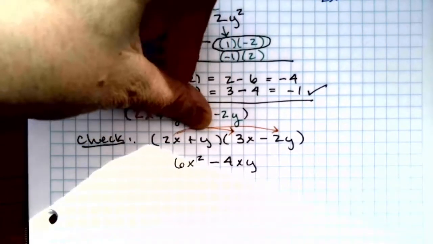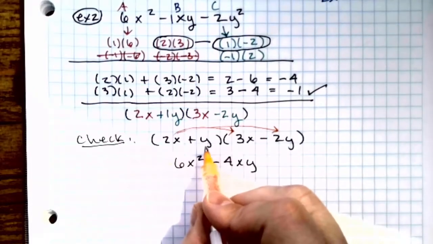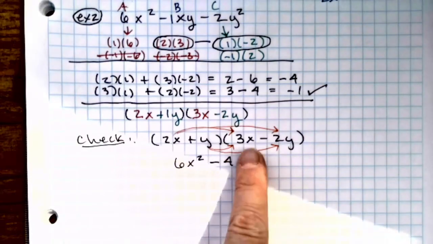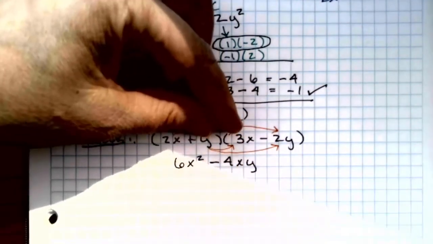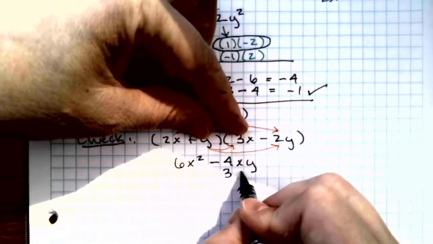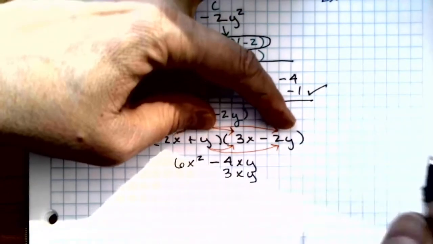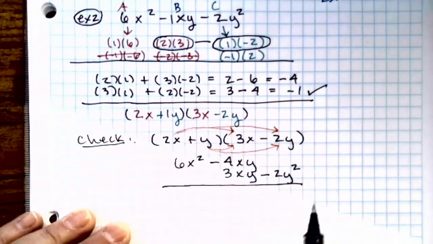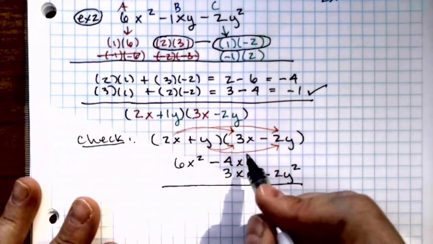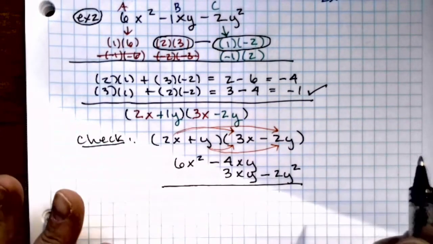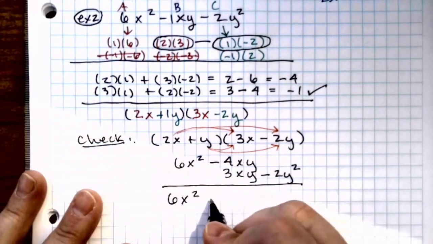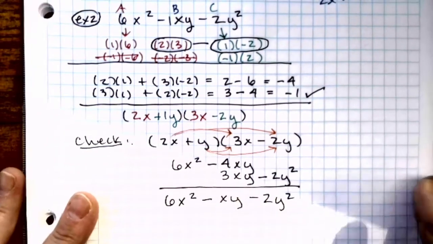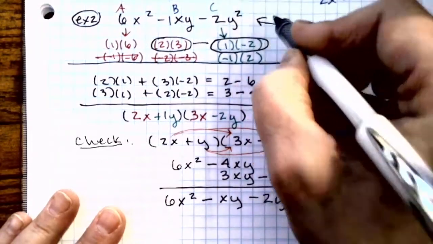Then you move to the next term over, in this case the y, and you distribute the y. Multiply the y by both terms in the other parentheses. Here we go. Y times 3x is 3xy. Y times negative 2y is negative 2y squared. In a trinomial, the middle will always have matching letters. If it doesn't, there's a problem. This is 6x squared minus xy minus 2y squared, which matches what we started with.